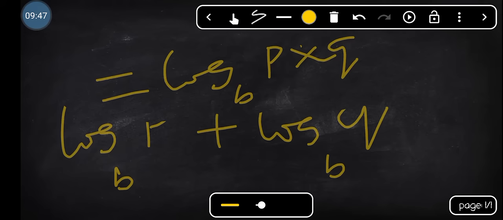In this case, you have log p base b plus log q base b. It will give us log p times q base b. So this is a very important law in the logarithm.